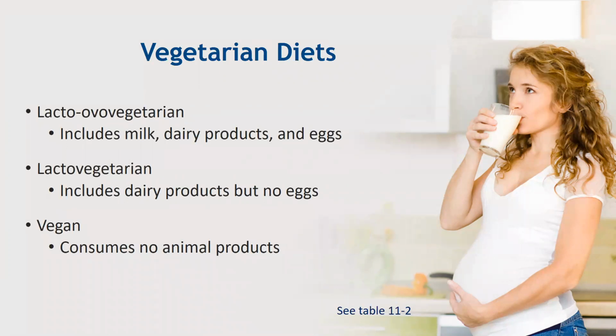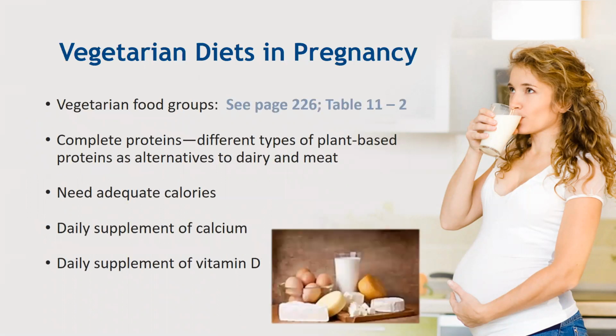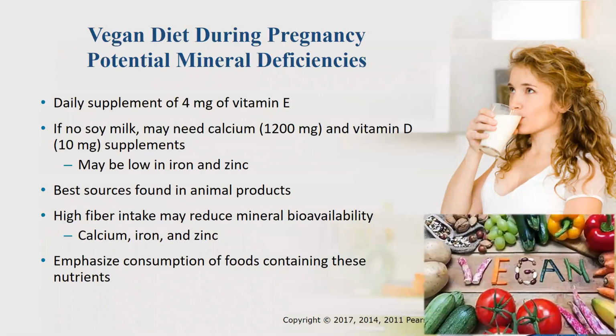There are several types of vegetarian diets. Be familiar with what is available to each one. The hardest one to make sure it gets the nutrition that is needed is the vegan diet. It consumes no animal products. See your table 11-2 on page 226 for your vegetarian food groups. The vegan diet will often need many supplements.